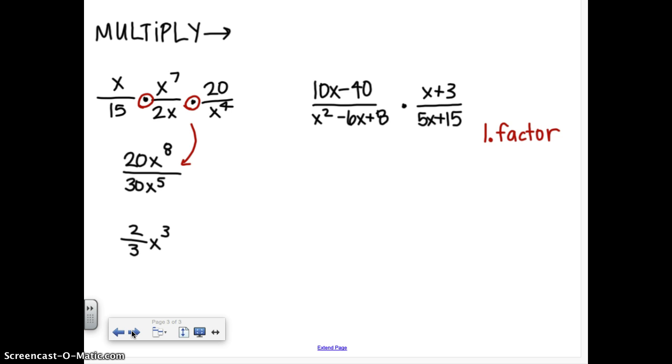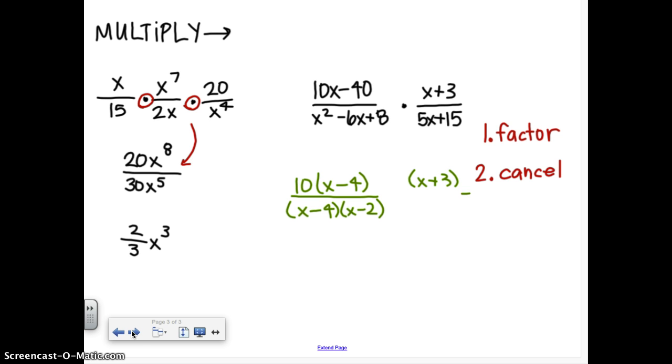Well, we can multiply 10x minus 40 times x plus 3, but that's going to be hard to work with and cancel, right? When we were simplifying, it was all about canceling. So I want to factor first, and then I want to look to cancel. So let's talk about how that looks. Okay, so I got 10x minus 40. Well, I see a GCF of 10, and in the denominator I got an x minus 4 and an x minus 2, and then I got an x plus 3 and a 5x plus 3.